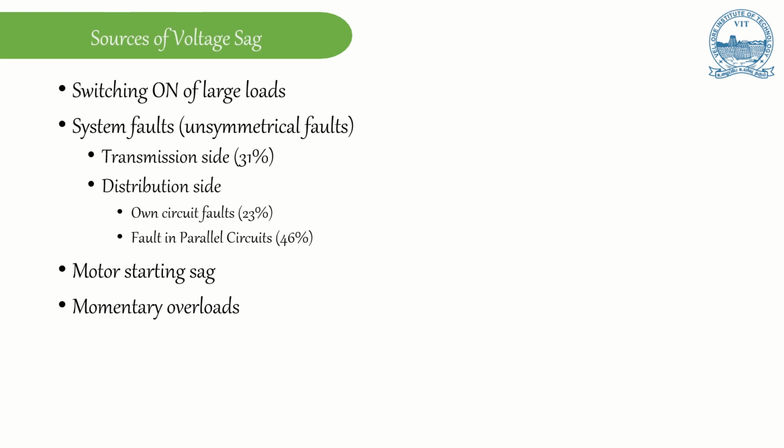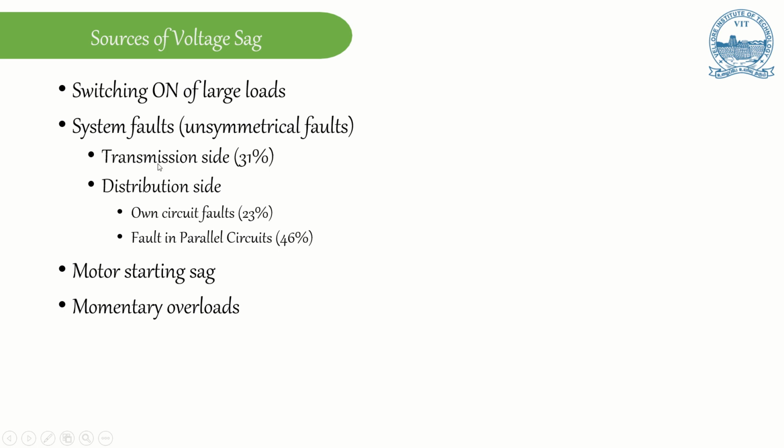The sources of voltage sags are the switching on of large loads and the system faults, majorly the unsymmetrical faults. And these faults can happen under two categories. Either it is going to happen on the transmission side, which accounts for 31% of the total faults reported, and on the distribution side, the remaining 69%. Among the distribution side, it is further subdivided into two categories. One is the own circuit fault, the other one is fault in a parallel circuit. So the own circuit faults account for 23%, and the faults in parallel circuits account for 46%.